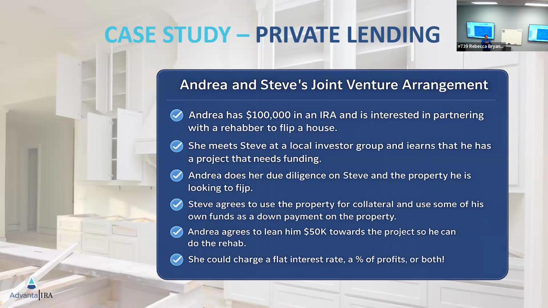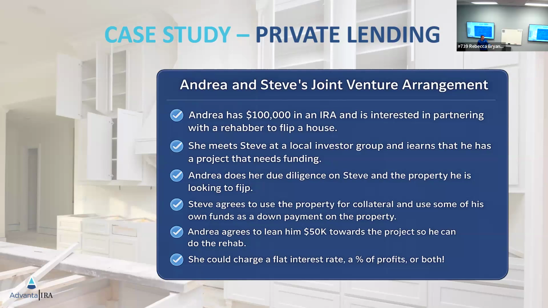So if somebody were to default on this loan, then the IRA would take ownership of that property. So the property would go directly into the IRA. So basically, Andrea does her due diligence and agrees to move forward. So Steve agrees to use the property for collateral, and then some of his own funds as a down payment on the property. So Andrea agrees to lend him $50,000 towards the project so he can do the rehab.